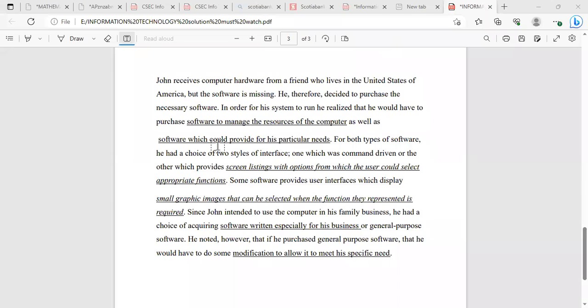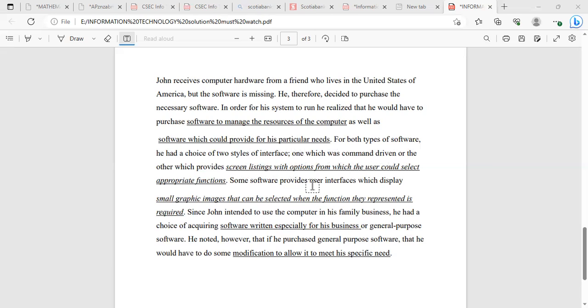All right, so John received a computer hardware from his friend who lives in the United States of America, but the software is missing. He therefore decided to purchase the necessary software in order for his system to run. He realized he would have to purchase software to manage the resources of the computer as well as software which could provide for his particular needs. For both types of software, he had a choice of two styles of interface, one which was command-driven or the other which provided screen listing with options from which the user could select appropriate functions.